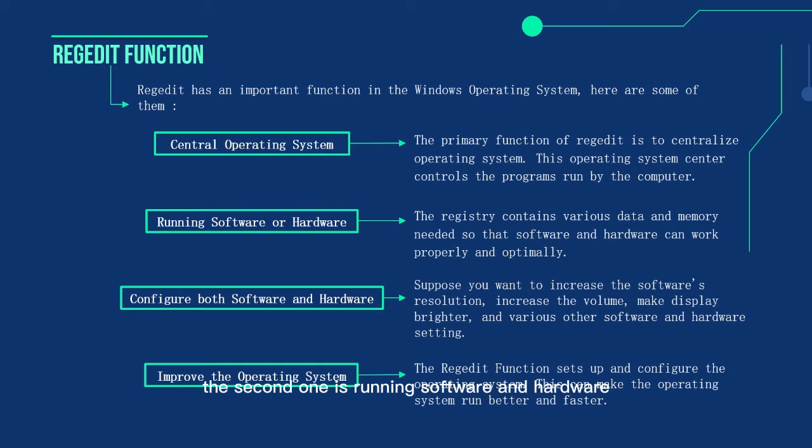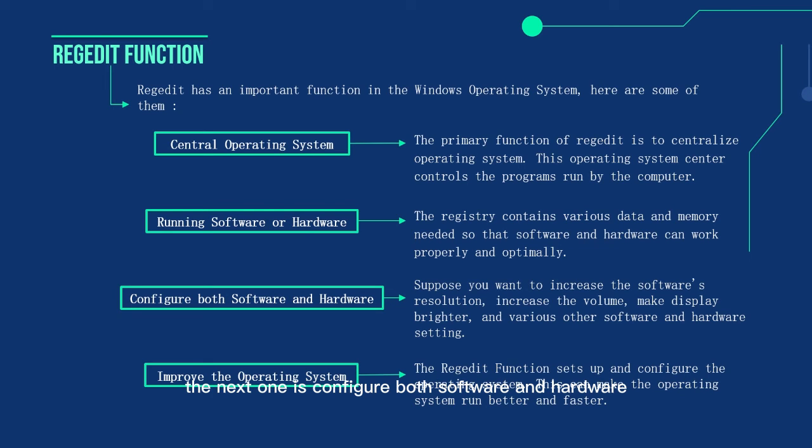And the second one is running software and hardware. The registry contains various data and memory needed so that software and hardware can work properly and optimally. This is also why you shouldn't make a mistake in entering commands in the Regedit function.